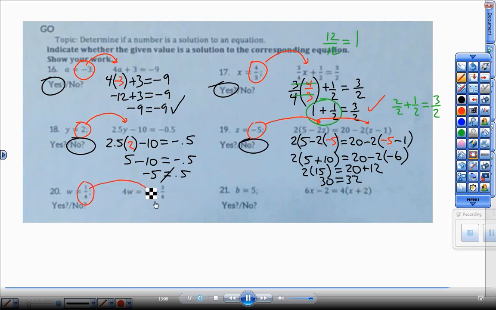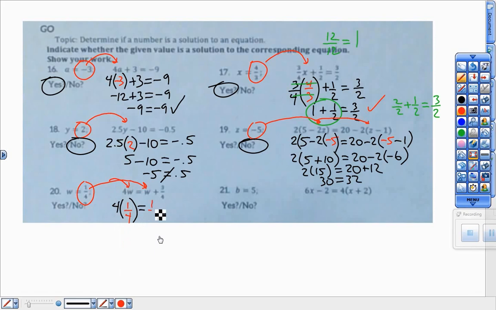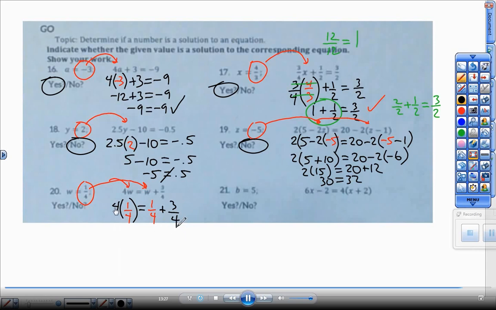All right, 20. Plug in 1/4 into both w places, which gives me 4 times 1/4 equals 1/4 plus 3/4. And I can clearly see this gives me 4/4. And this gives me 4/4. That is a yes, that 1/4 was a solution.